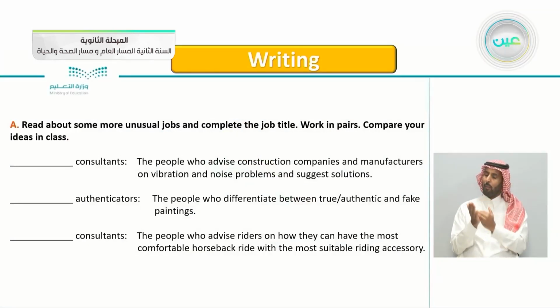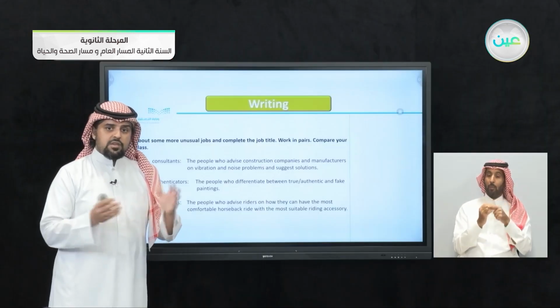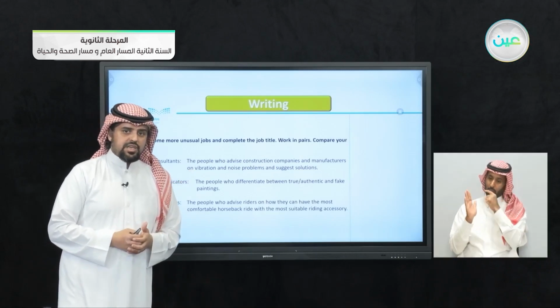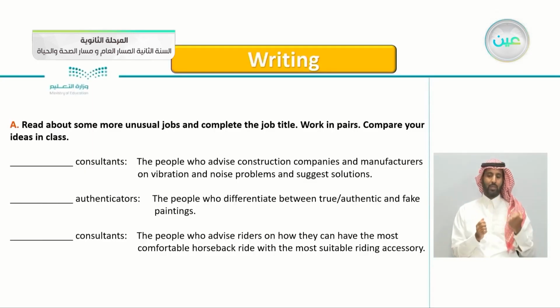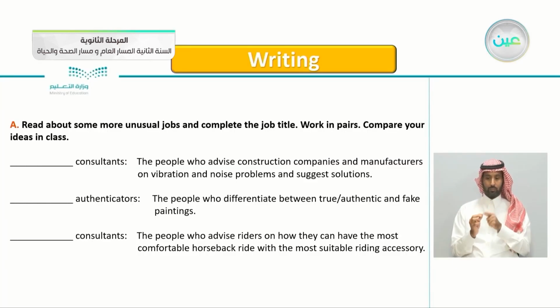So in exercise A here, it says read about some more unusual jobs and complete the job title. So we'll be reading some of the definitions of some unusual jobs, and then we'll be trying to come up with a title for the job. Work in pairs, compare your ideas in class. So the first one, the second part of the title is consultants. To consult someone is to ask them for advice. So he's a consultant. But a consultant for what?